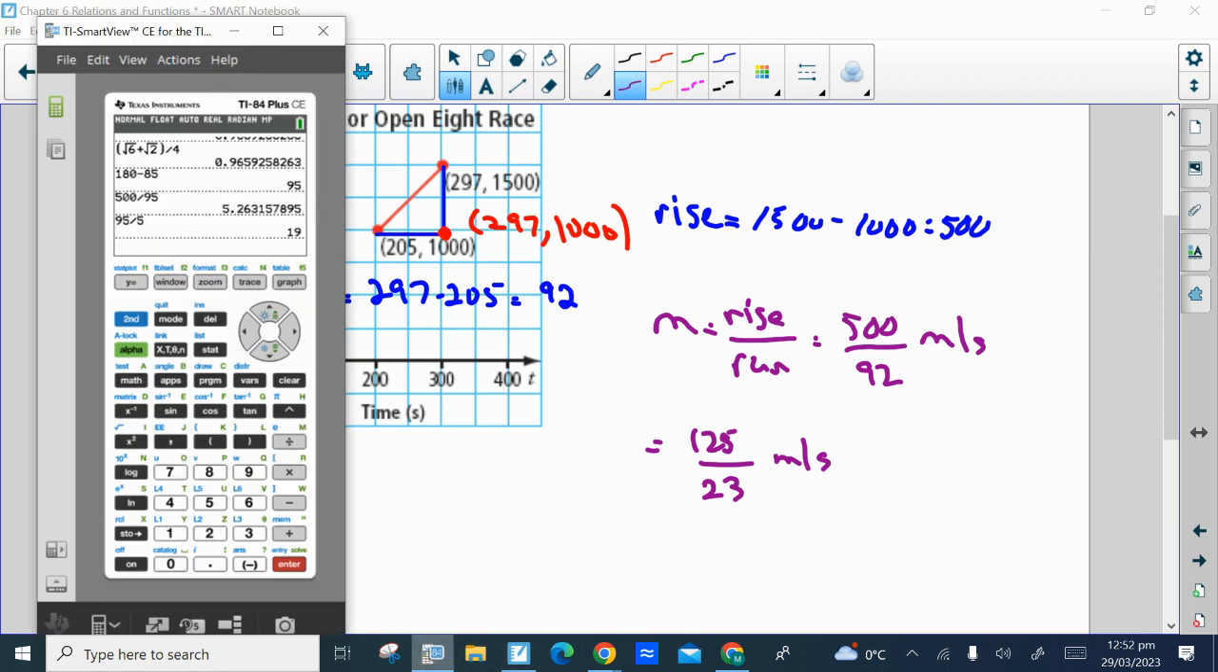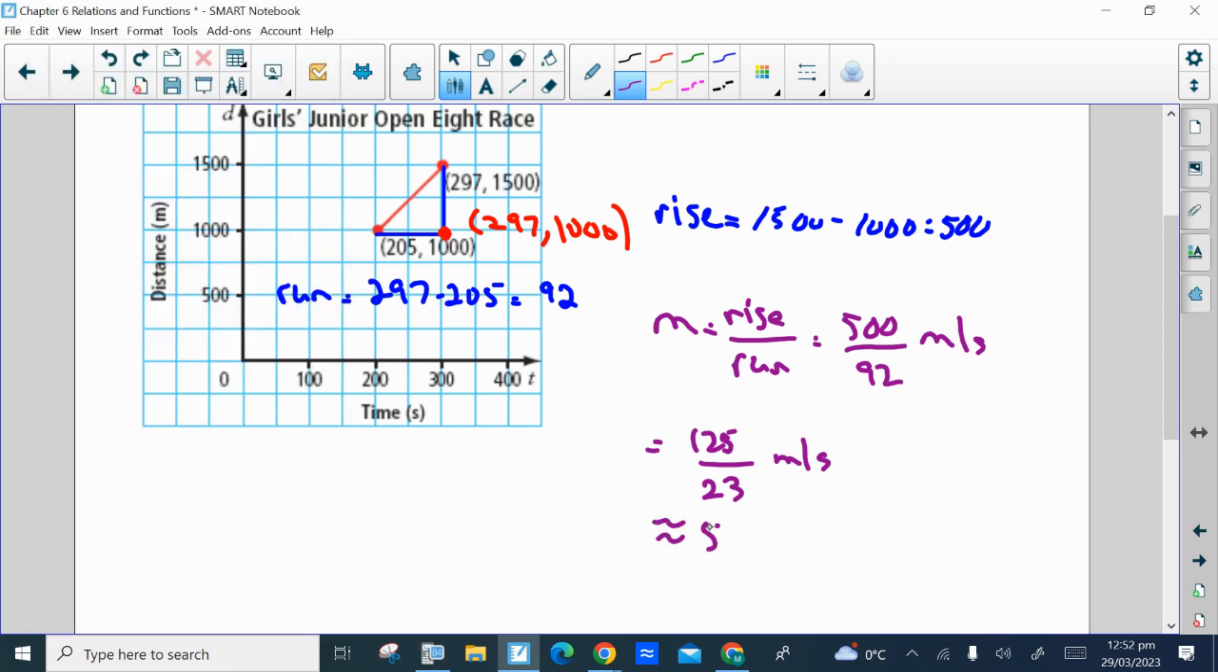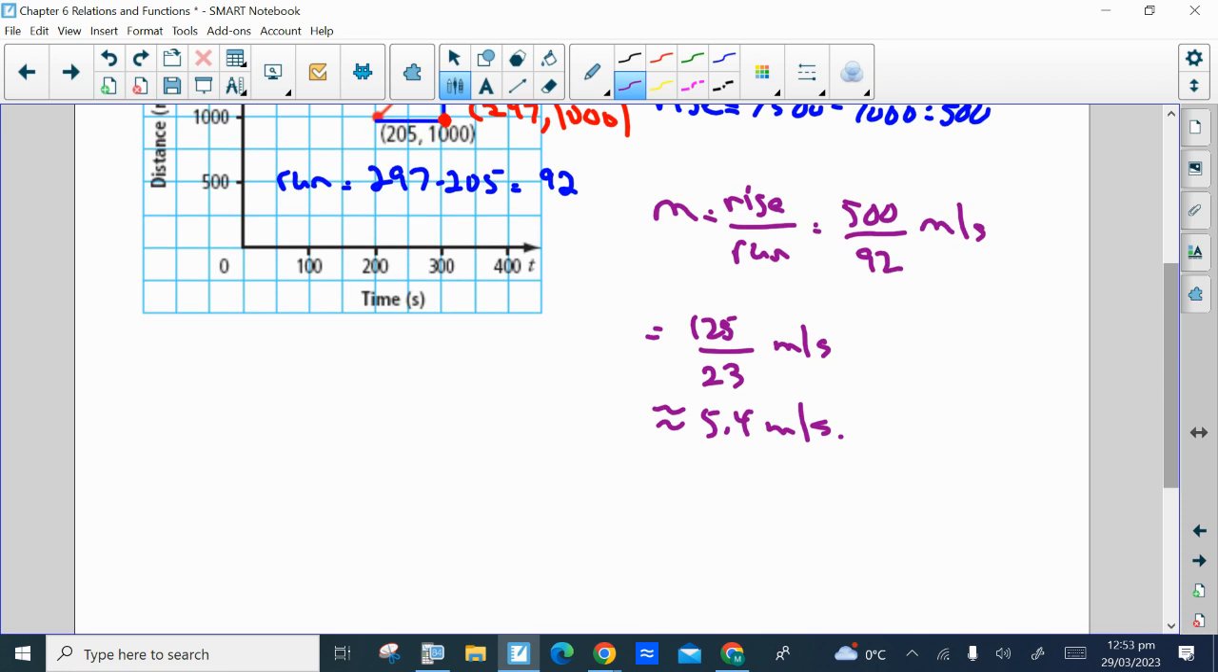And you know, if it does ask you to write it as a decimal, well, you can certainly do that. Whether you take the original numbers or our simplified values, they should be the same answer. Our original numbers were 500 over 92. Same decimal. So approximately 5.4 meters per second if you round to the nearest tenth. And once again, if you wanted to, you could have used the slope formula. You would have got 500 over 92 using the slope formula.